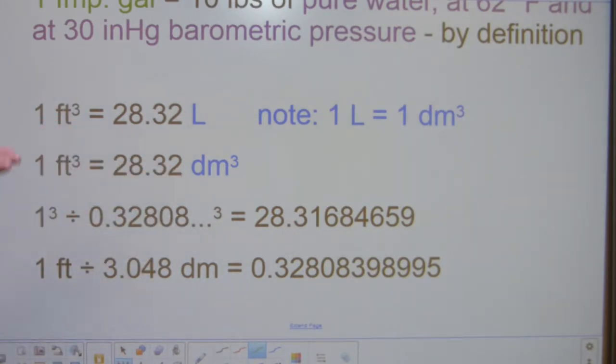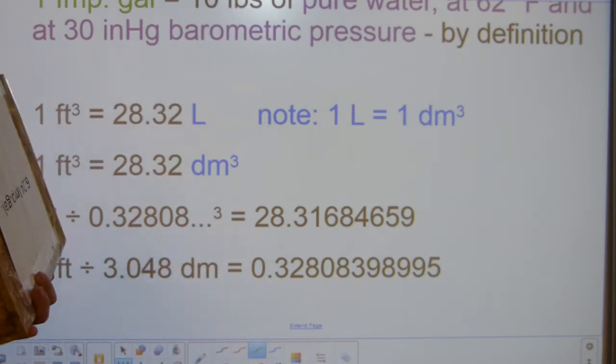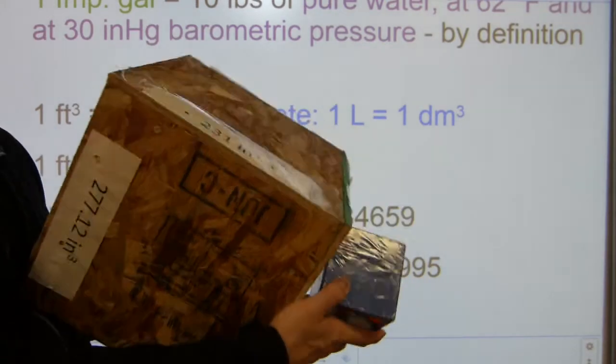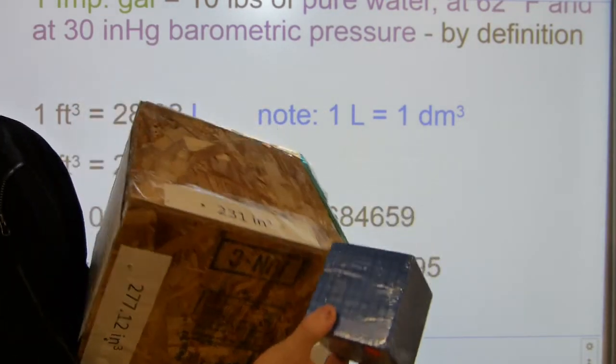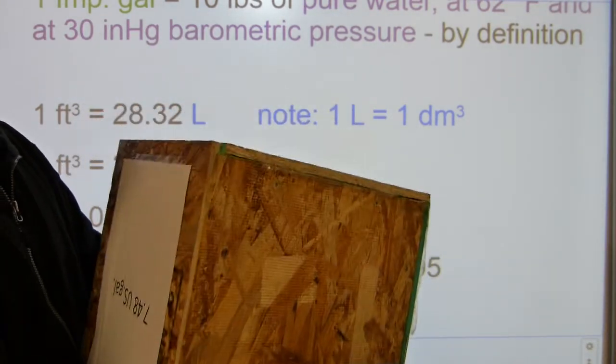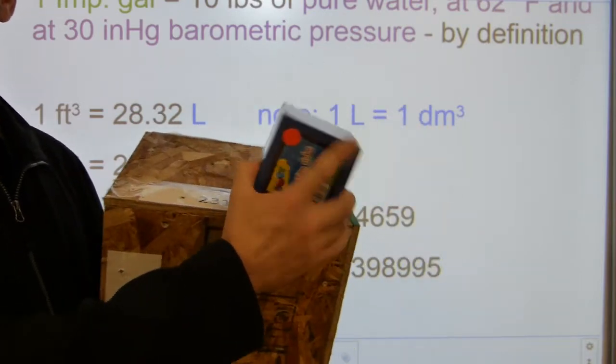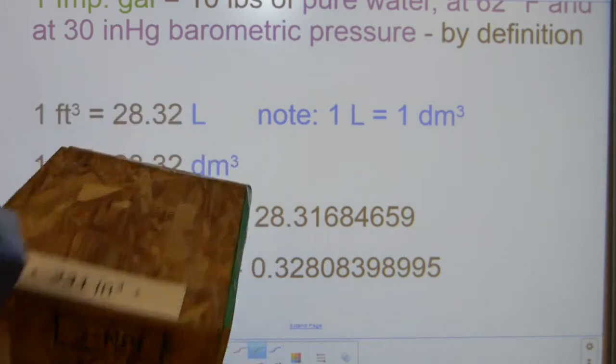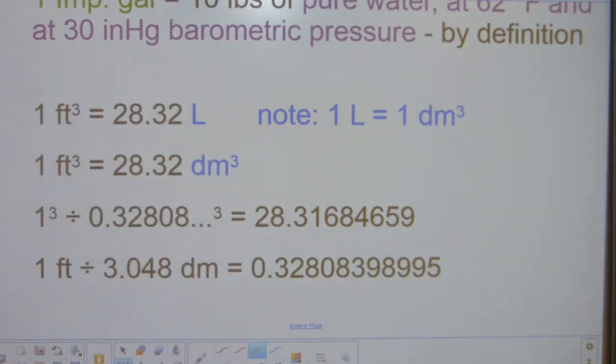Okay, what this 28.32 number means, let's start with the meaning, is here is my cubic foot and here is my cubic decimeter. So the question is, how many of these fit into one of these? This is my cubic foot, and the answer is 28.32 of the smaller units fit into a larger unit. So that's the meaning of this 28.32. Where it comes from is this.